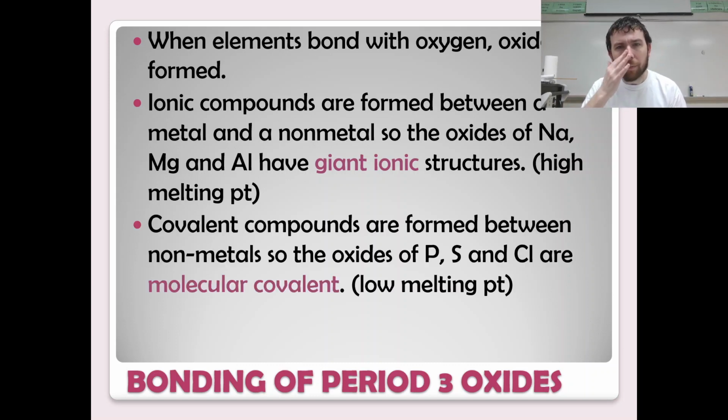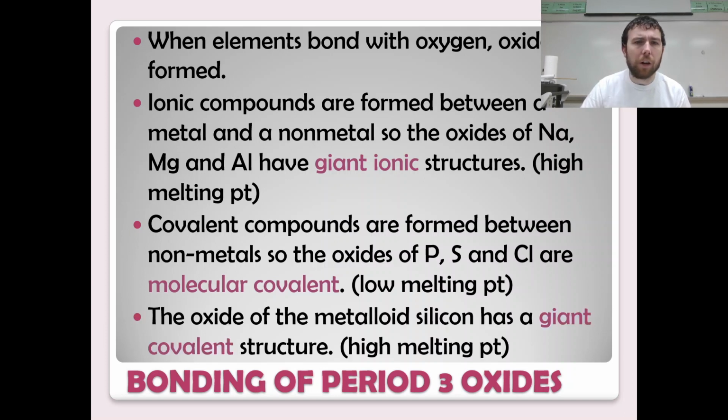Your covalent compounds, which are going to be the oxides that are formed from the non-metals, right? So those would be your oxides of phosphorus, sulfur, and chlorine. Because they're nonmetals, because they're covalently bonded, they form a molecular covalent solid. And what that typically means is they're going to have a significantly lower melting point than our giant ionic structures, right? And then our other oxide that gets formed is from silicon.